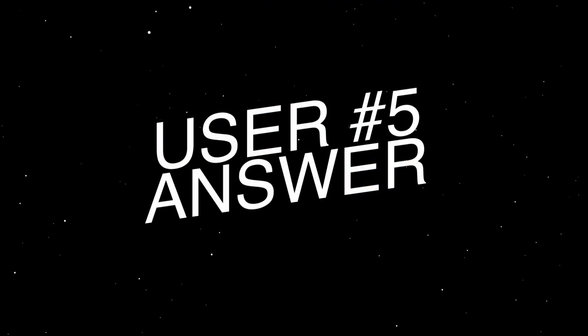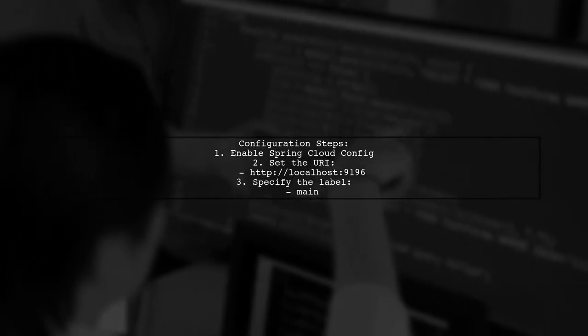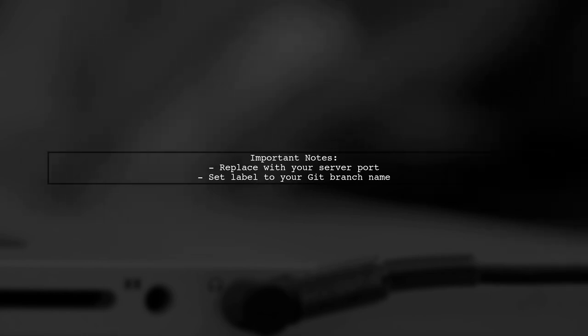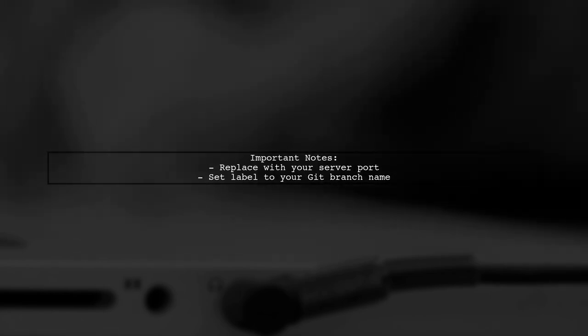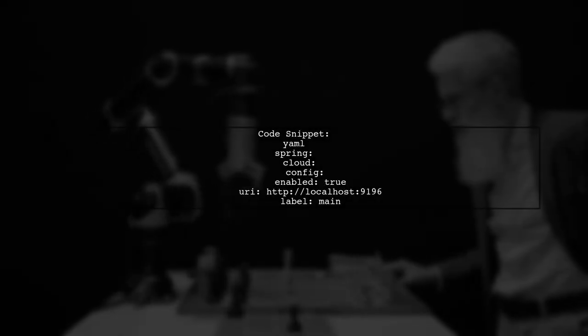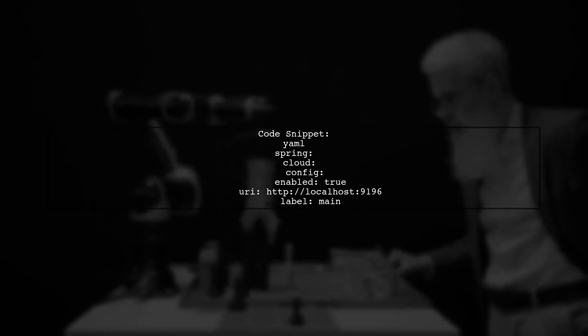Let's now look at another user-suggested answer. To resolve the issue of Spring Boot not locating the property source, ensure that your configuration is set correctly. Enable the Spring Cloud config and specify the URI for your config server. Make sure to replace the URI with the correct port for your cloud config server and set the label to match your Git repository branch name. Here's a quick code snippet to illustrate the configuration in your application properties.